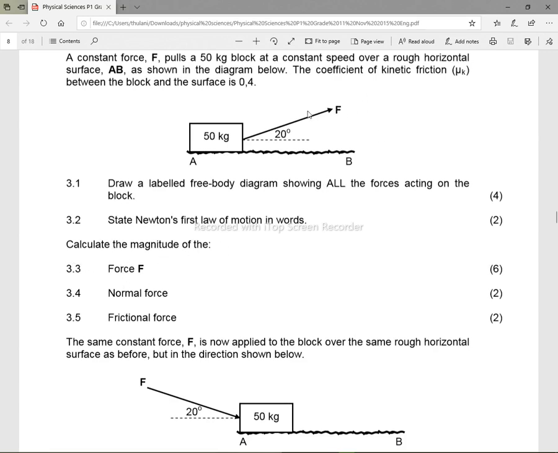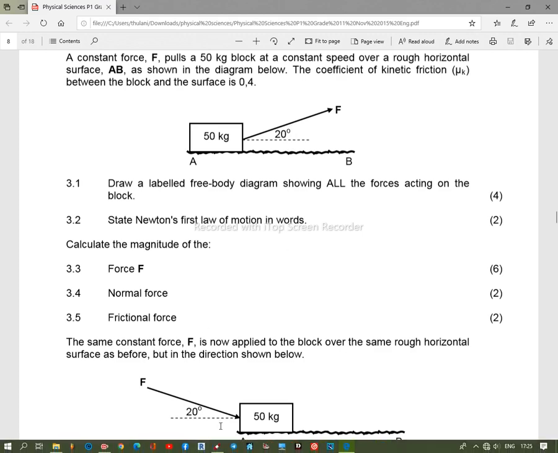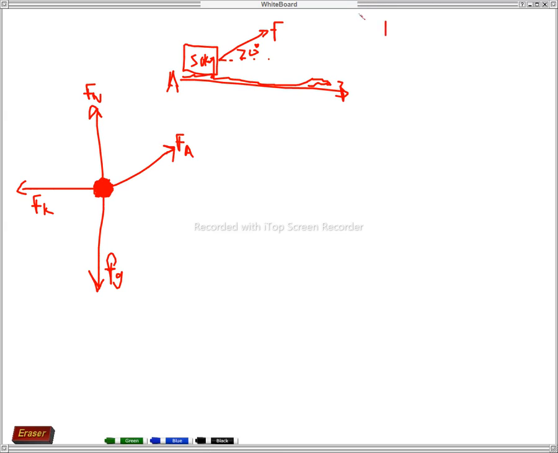They want the force that is applied there, the magnitude of F. So let's just go and calculate that magnitude of F. We are given the coefficient of friction between the surface and the block, which is 0.4. Okay, 0.4. We have mu_k as 0.4, and they want the force that is applied here.